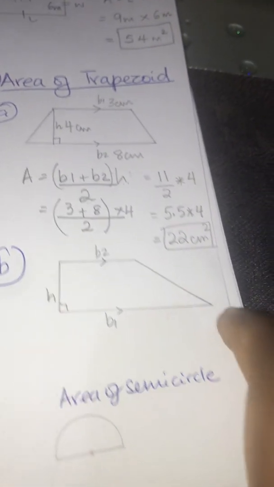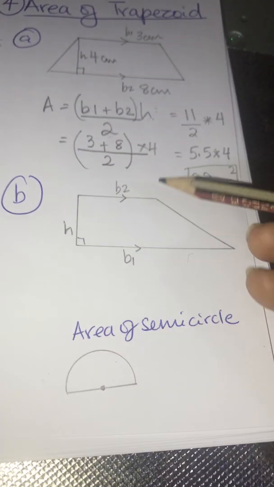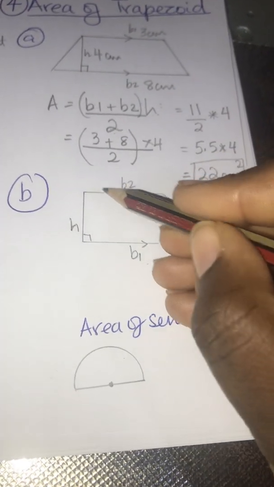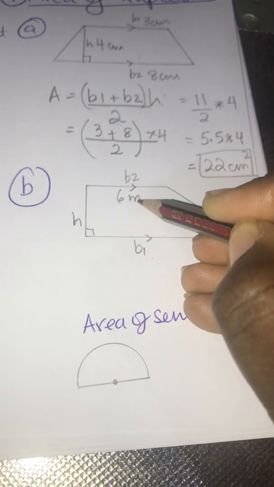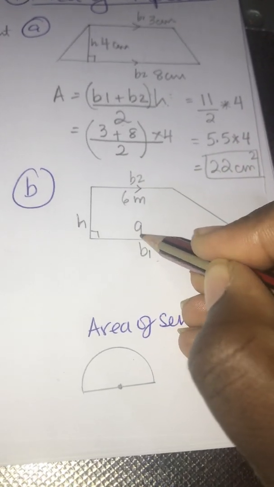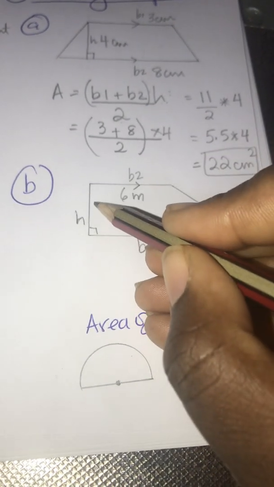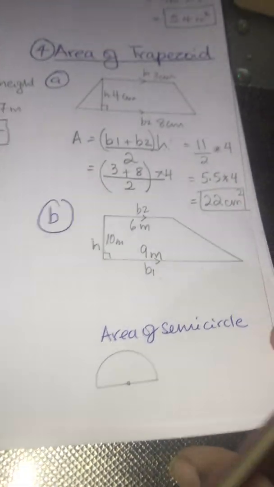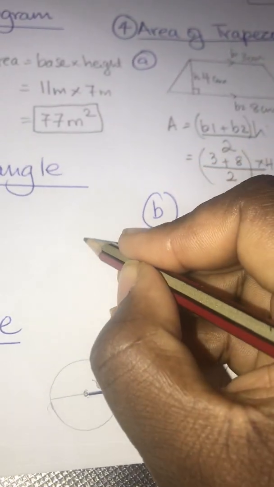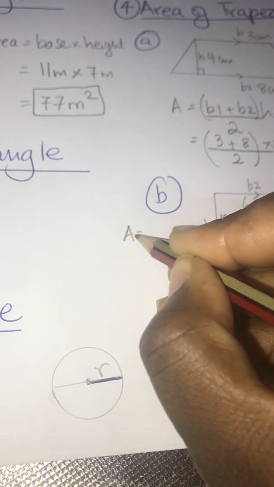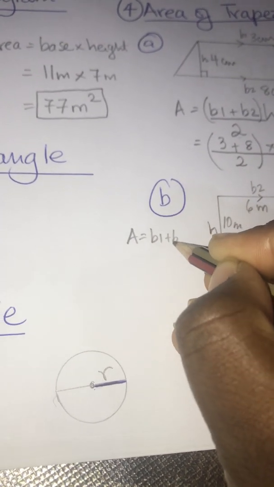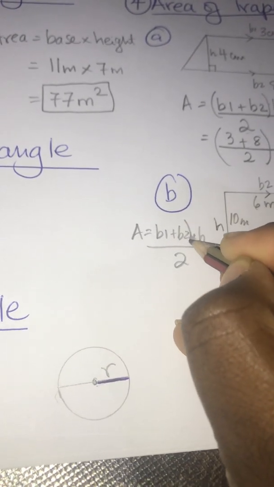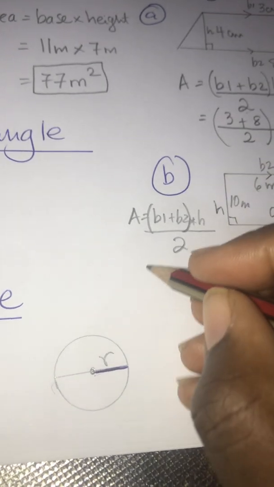Okay, all right, so the same thing here, nothing has changed. I can say this is 6 meters, I can say this is 9 meters, and I can say this is 10 meters. So follow the rule. What is the rule? Area equals base 1 plus base 2 multiply by the height, divide by 2. Remember, this has to be in brackets.